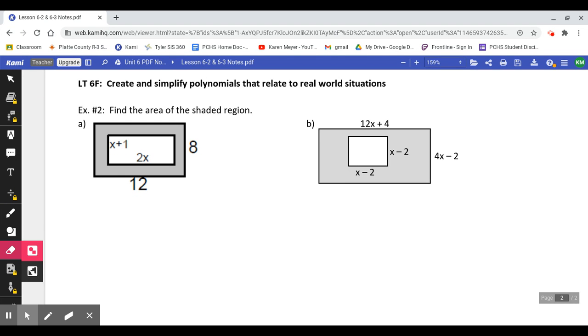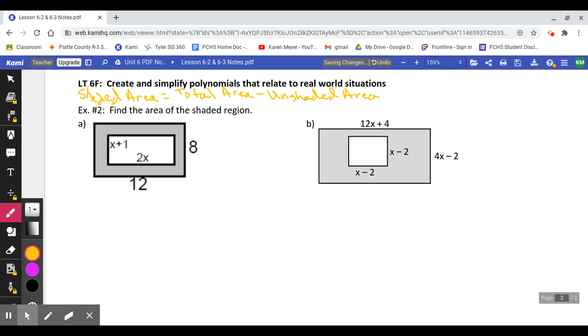So to find the shaded area, what you have to do is take the total area minus the unshaded area. Okay, so let's look at our first example.